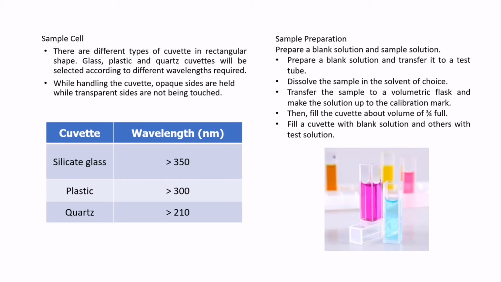Next is sample preparation. First, prepare a blank solution and transfer it to a test tube. Dissolve the sample in the solvent of choice. Next, transfer the sample to a volumetric flask and make the solution up to the calibration mark. Then, fill the cuvette about 3/4 full. Fill a cuvette with blank solution and others with test solution. Blank solution is a solution which has only the chemical solvent in which the solute to be analyzed is dissolved.